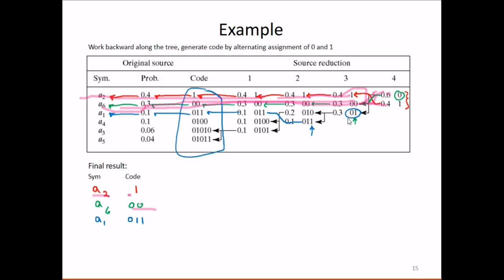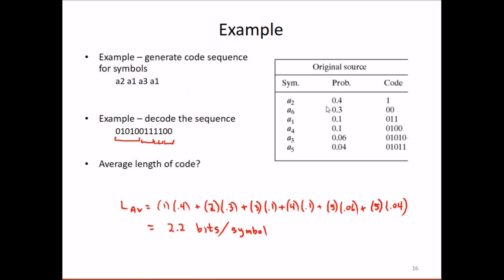Again, now when we try to find out this 0, 1, we go to this point. It has come from 0, 0, 0, 1, 0 and 0, 1, 1. We backtrack it 0, 1, 1, and we see it has come from A1. So now A2 will be assigned the code 1, A6 0, 0, A1 0, 1, 1, and like this. All these codes will be assigned. Once these codes are assigned to each, A2 to A5, we can generate a code sequence for symbols A2, A1, A3, A1.